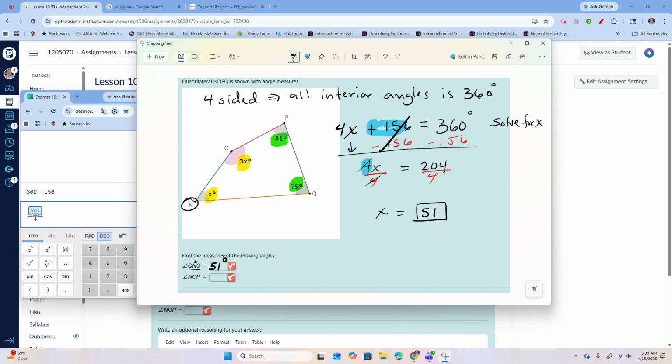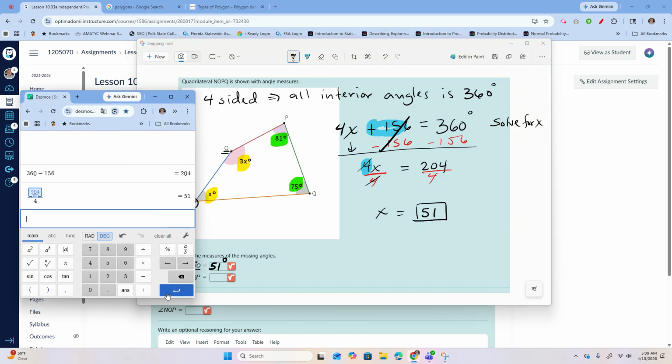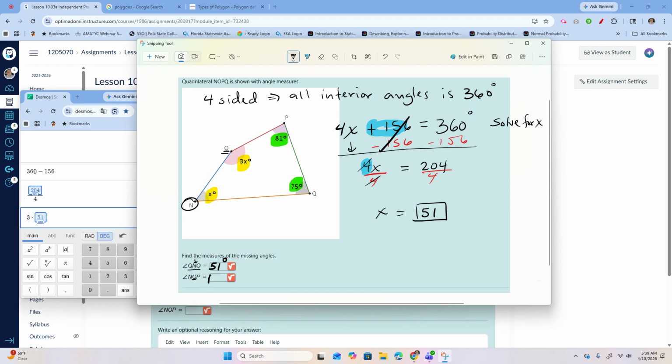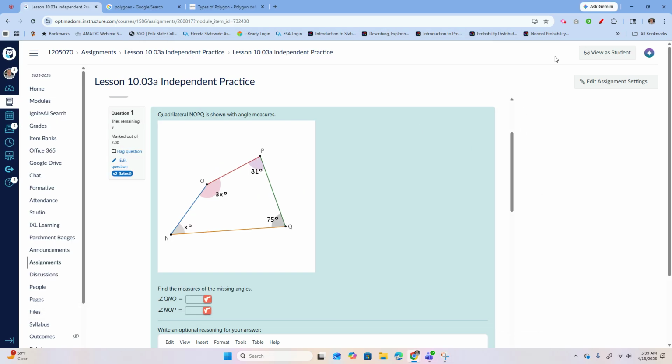And the next angle is NOP. Who's the middle letter here? Oh, so we are right here in this corner. And it says 3x. So take your calculator, and 3x means 3 times whatever the x is, which is 51. And you can see that in the calculator, it's going to be 153 degrees. And this is how you do these problems of this lesson. I hope this helps.